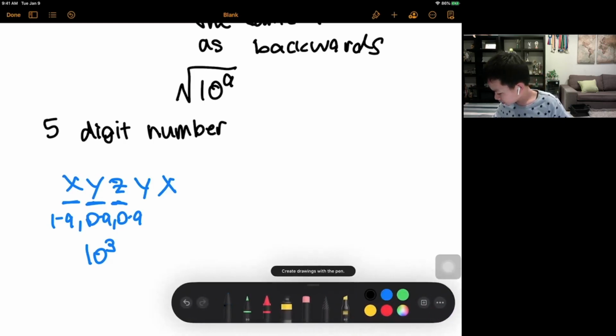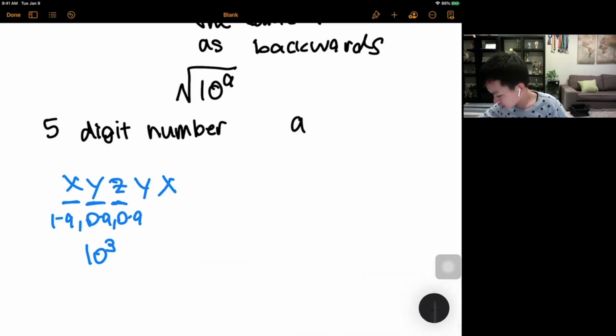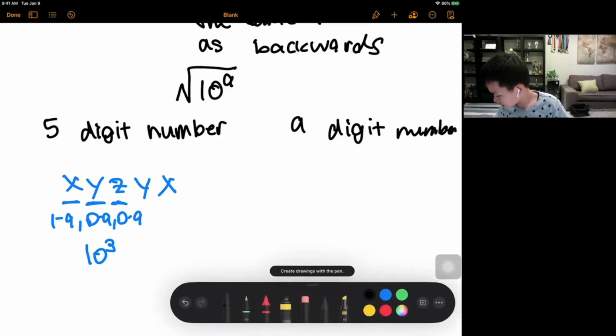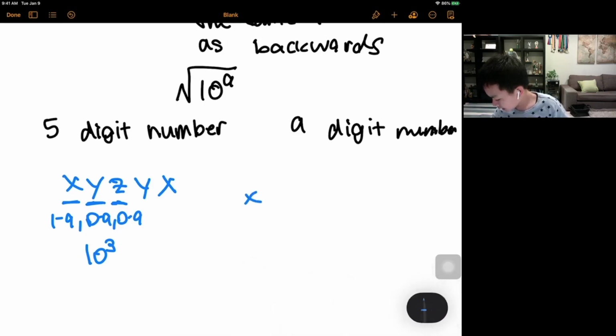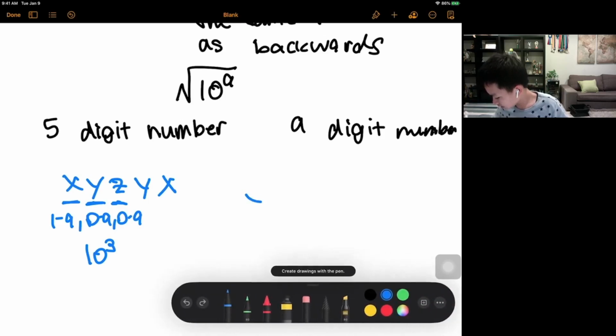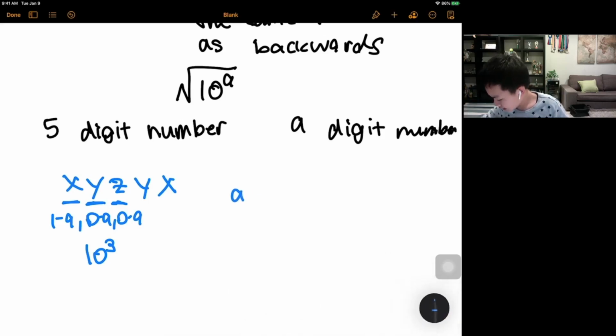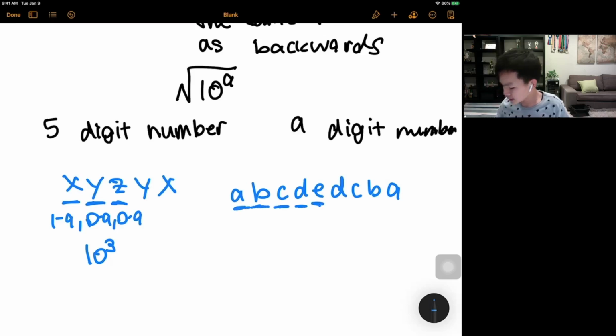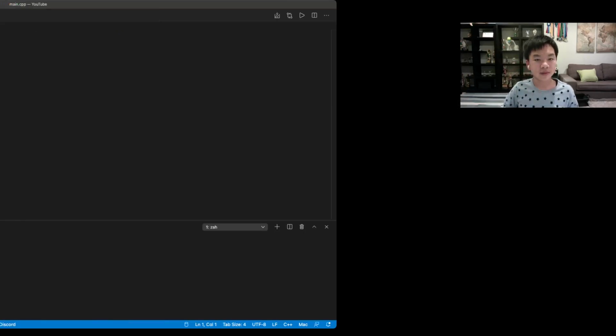Another example is, let's just say we're generating a 9-digit number. Okay, so it has to be X, or actually let's use A. So it has to be A, B, C, D, E, D, C, B, A. And we only have to generate these numbers. Okay, so that's basically it, and here we go.